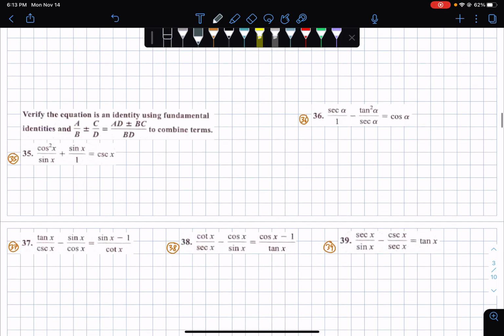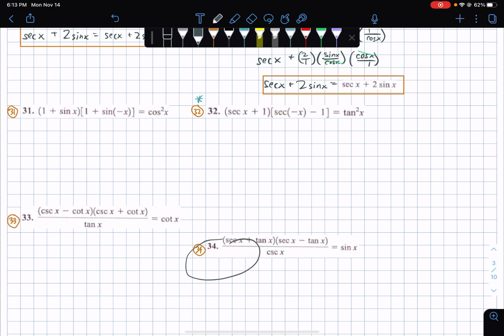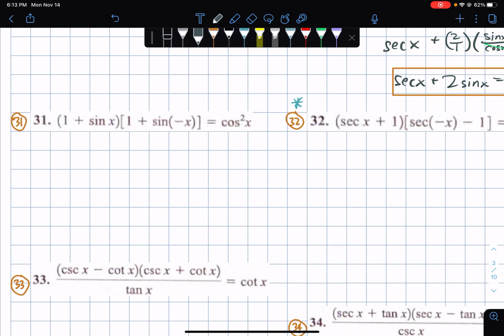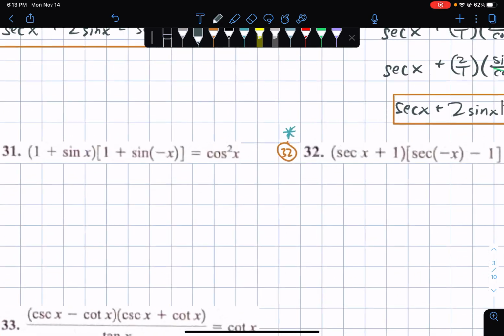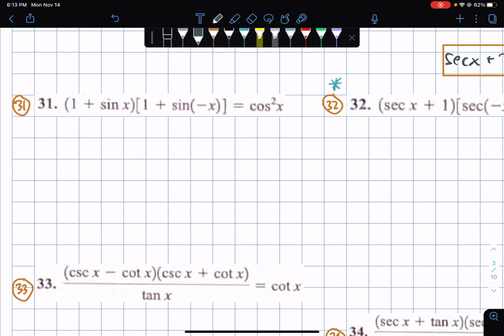Let's move on to number 31. I'm planning to stop at number 34. Let's make a part 2 for exercises 1.3. I think this is 1.3. I'm sorry, this is 6.1 or 2.1. Okay, for number 31, apply the FOIL method. Basically, we get something like this. And so we get this.